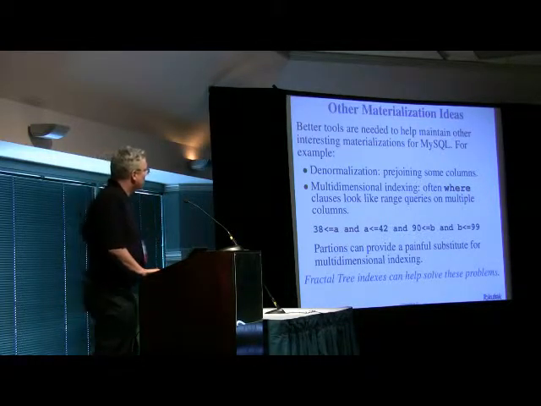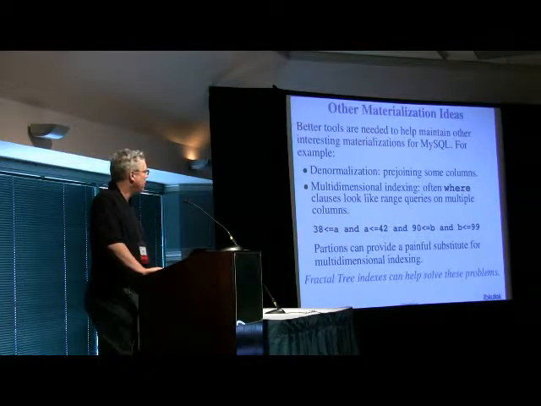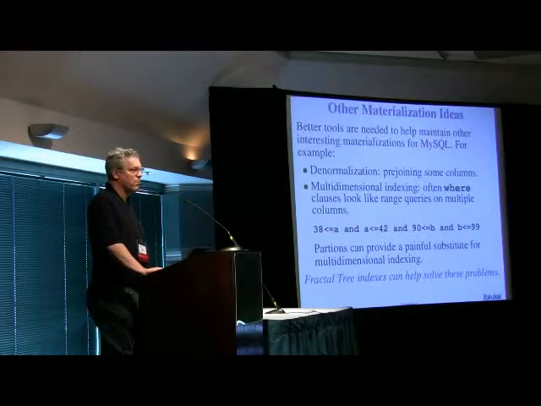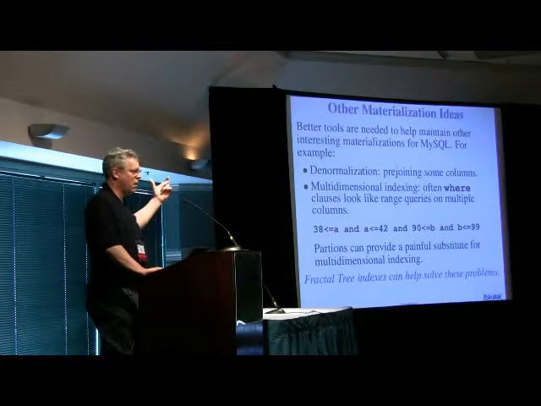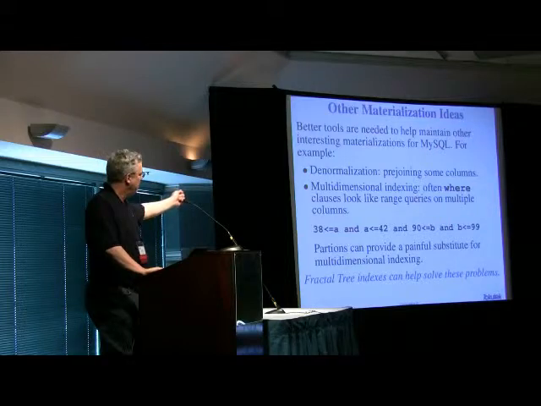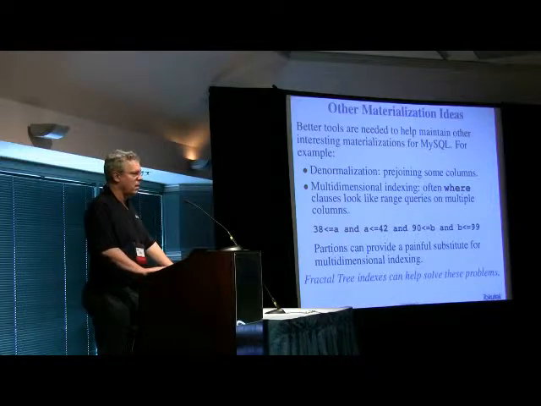Some of the things that we don't do, and I think are still needed if you wanted to make things like the TPC-H queries run fast, are denormalization, meaning pre-joining some columns, and better multi-dimensional indexing support. Often you find a where clause on 2 different columns where both are ranges. In this case, A is between 38 and 42, and B is between 90 and 99. If I index on A, I end up not having very good selectivity for B, and if I index on B, I end up not having very good selectivity for A.